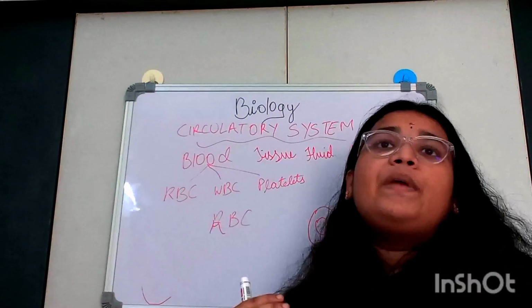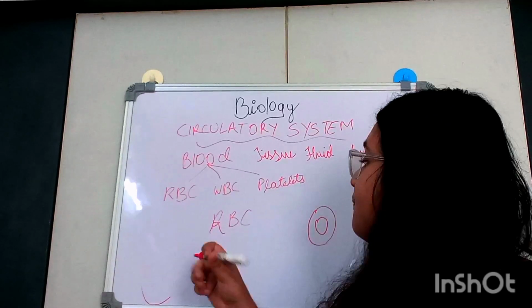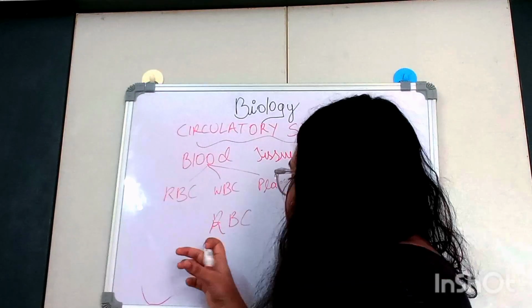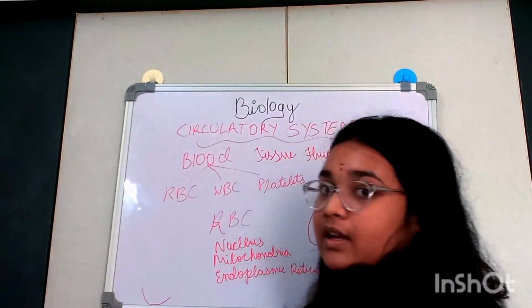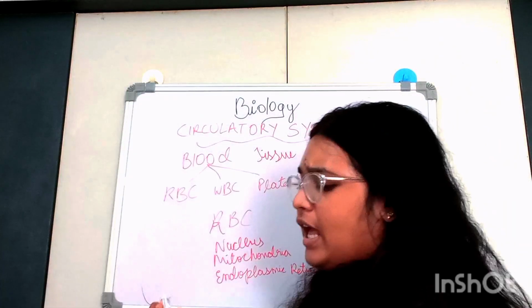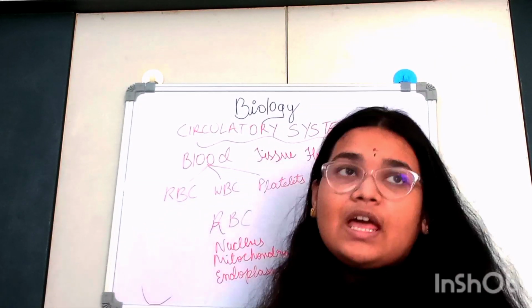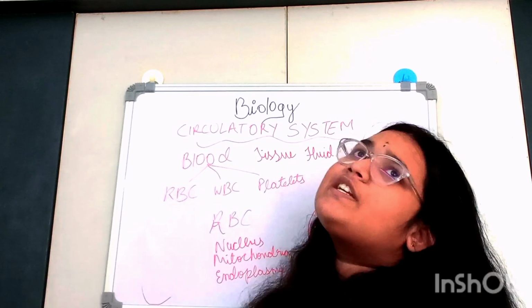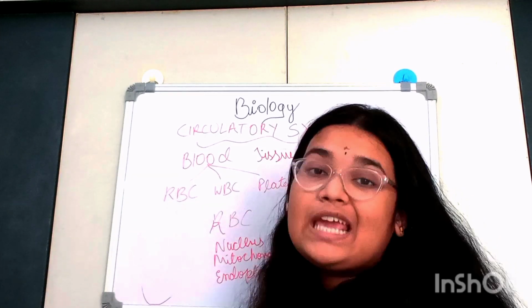So hemoglobin gives the red color. Nucleus, this is a very important point. RBCs are devoid of all these three things, and they contain hemoglobin. Now hemoglobin is an oxygen carrier. When it's carrying oxygen, how does it carry? It forms a complex compound called oxyhemoglobin.